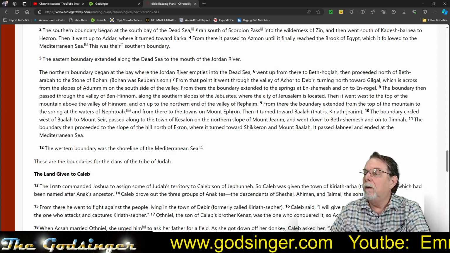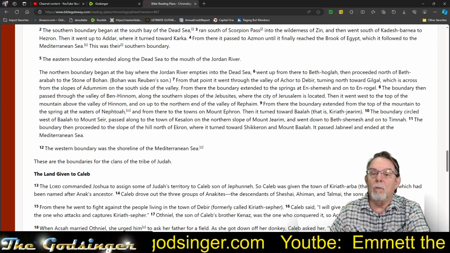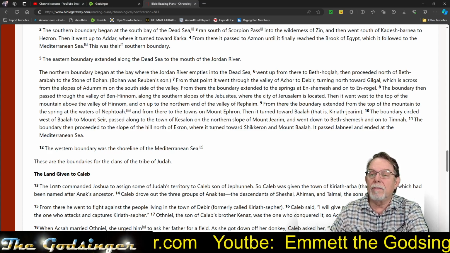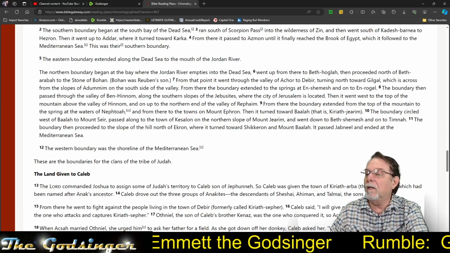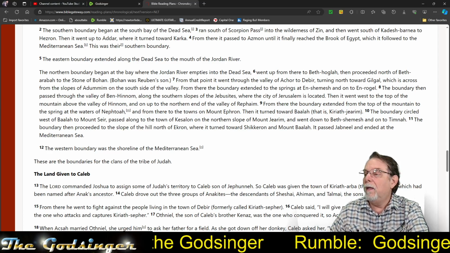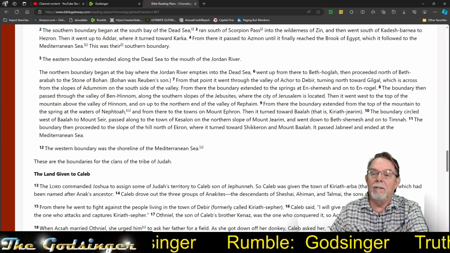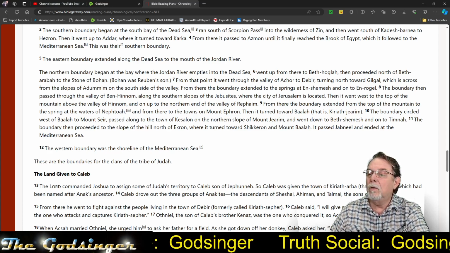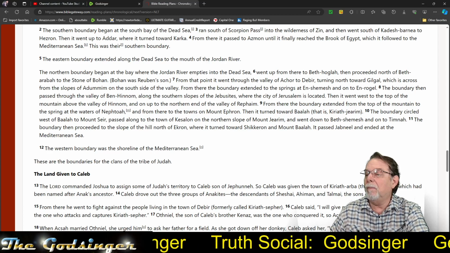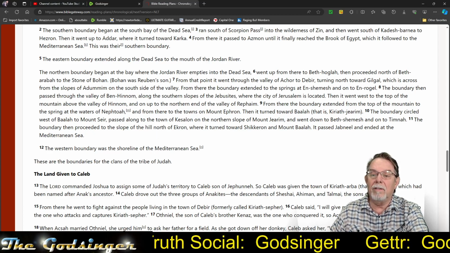I like Baalah better. The boundary circled west of Baalah to Mount Seir, passed along the town of Chesalon on the northern slope of Mount Jearim, and went down to Beth Shemesh, on through Timnah. The boundary then proceeded to the slope of the hill north of Ekron, where it turned toward Shikkeron and Mount Baalah, and past Jabneel, and ended at the Mediterranean Sea.